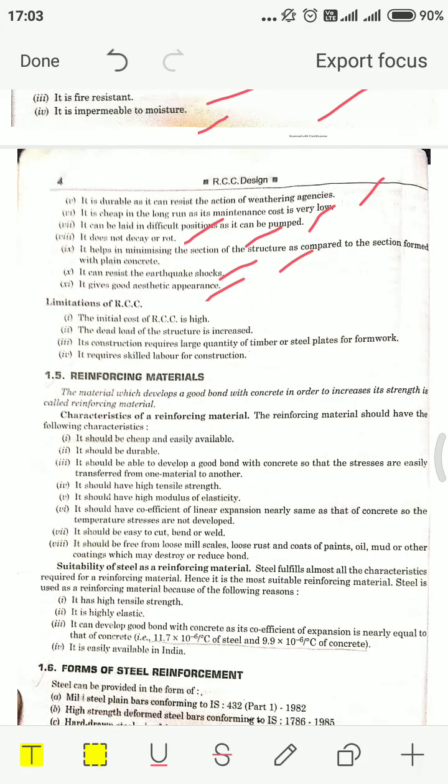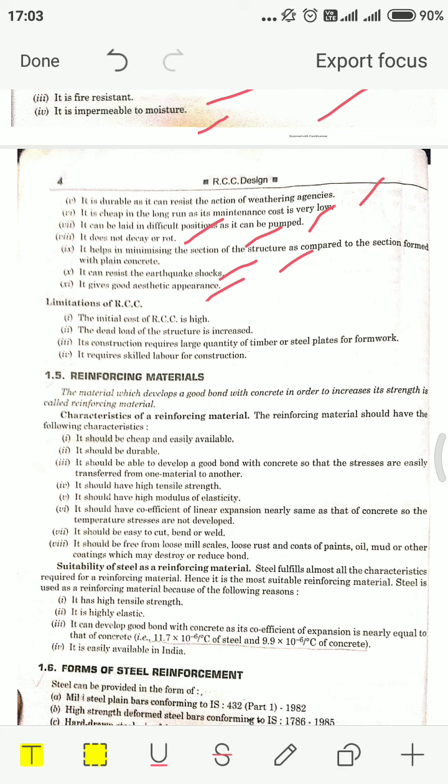So the limitations of RCC are: the initial cost of the RCC is high, the dead load of the structure is increased, and its construction requires a large quantity of timber or steel plates for the formwork. The formwork is also called shuttering. It requires skilled labor for construction. So these are the limitations of RCC.